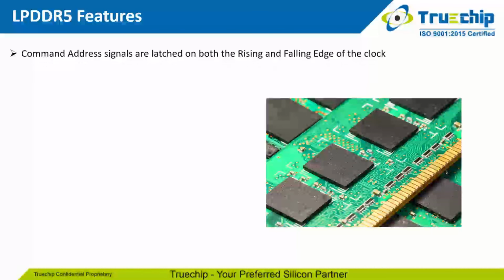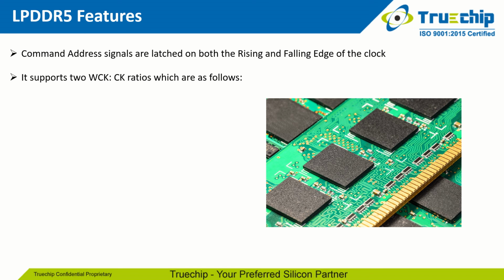Talking about more features of LPDDR5, command and address signals are latched on both the rising and falling edge of the clock, which is of 7 bits. It supports 2 write clock to clock ratios, that is WCK to CK ratio, which are as follows. First one is 4:1 ratio. In this, write clock frequency will be 4 times faster than the clock frequency during the write and read operation. Second one is 2:1 ratio, in which the write clock frequency will be 2 times faster than the clock frequency during the write and read operations.